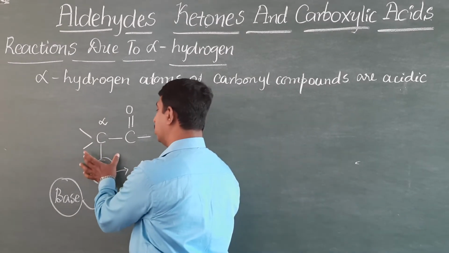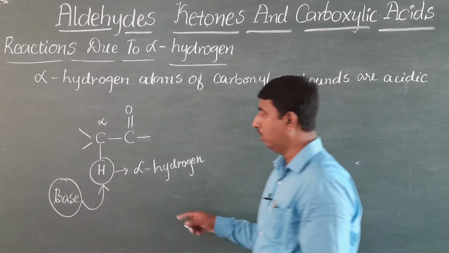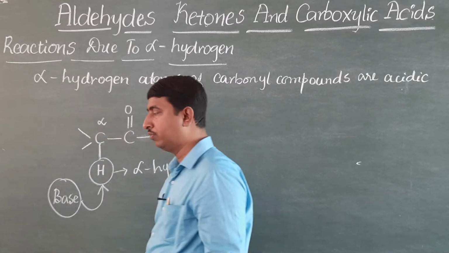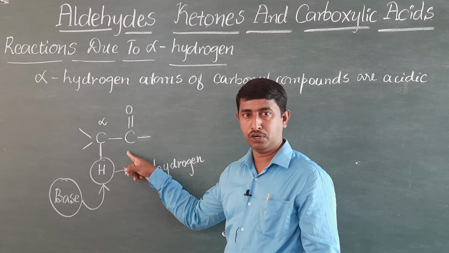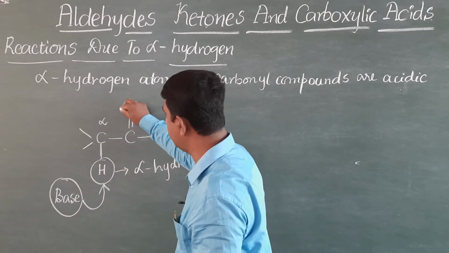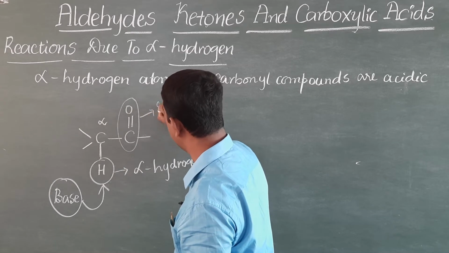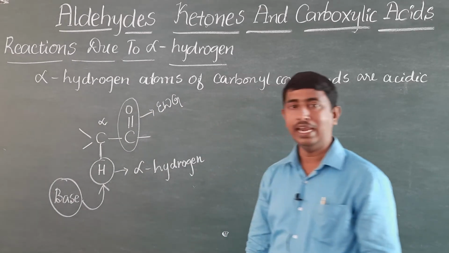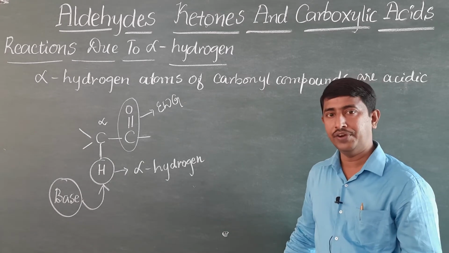Now why is this carbon hydrogen bond found to be weaker in nature? This is due to the presence of carbonyl group. And this carbonyl group is found to be electron withdrawing in nature, or it is an electron withdrawing group.